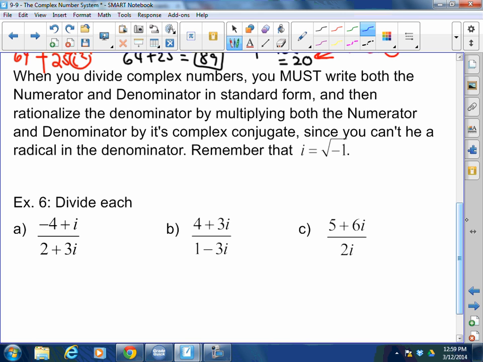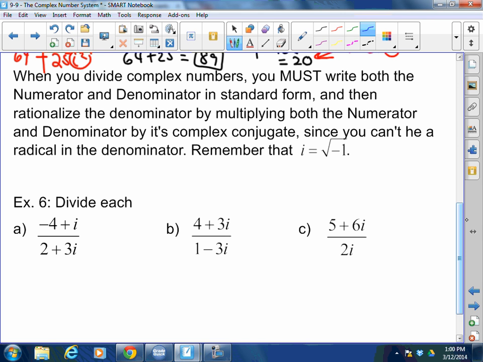We have to rationalize. Well, when we have i in the denominator, isn't that a radical as well? It's the square root of negative 1, but it's still a radical, right? So we're going to have to actually do a conjugate. Whenever you divide complex numbers, you must write both numerator and denominator in standard form, of course, and then rationalize the denominator by multiplying both the numerator and the denominator by its own complex conjugate.